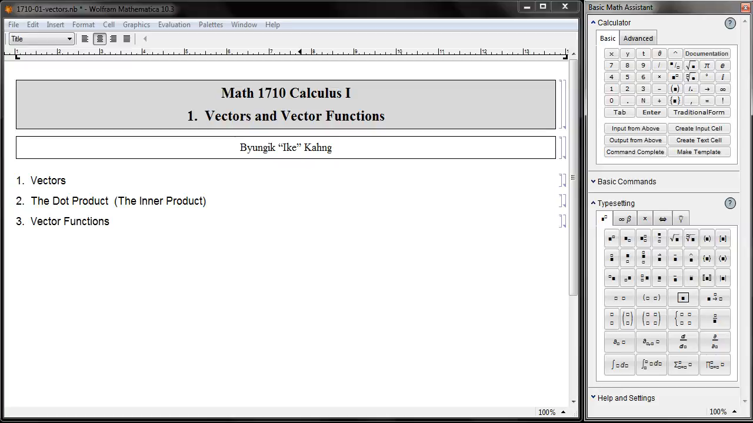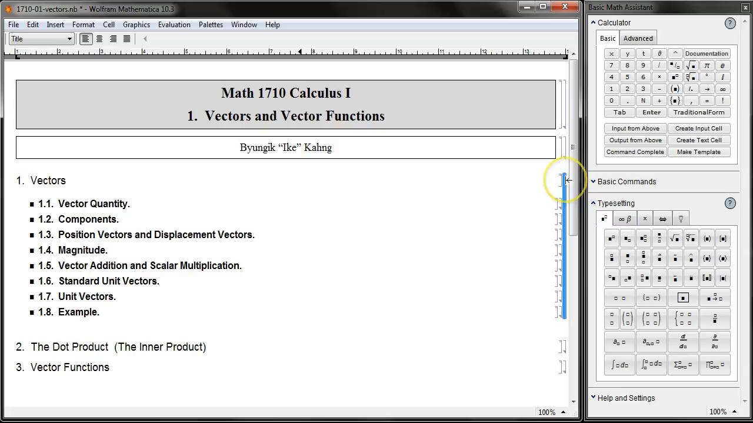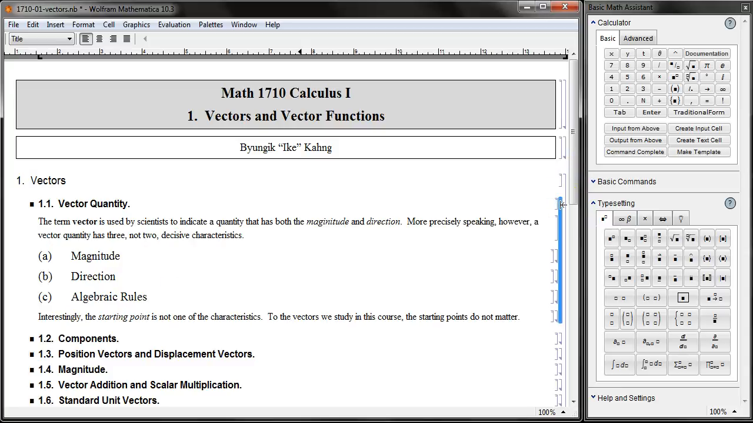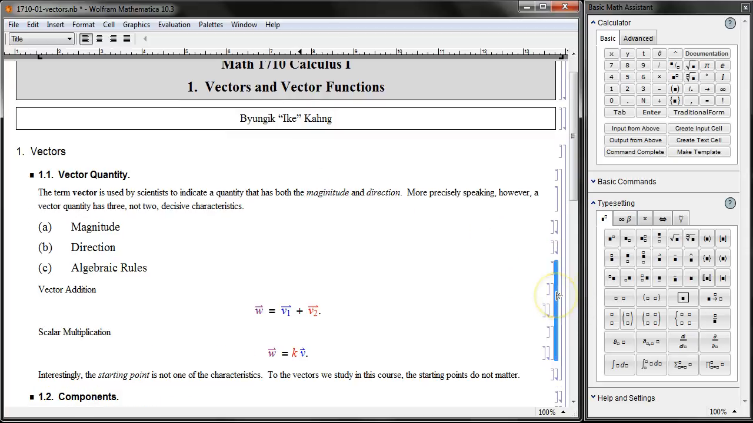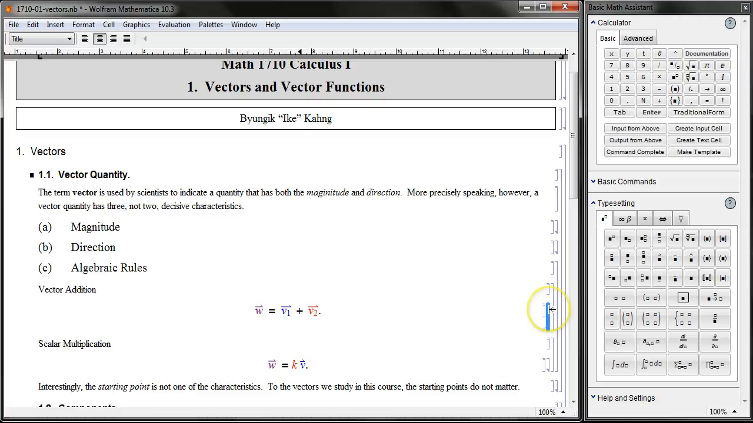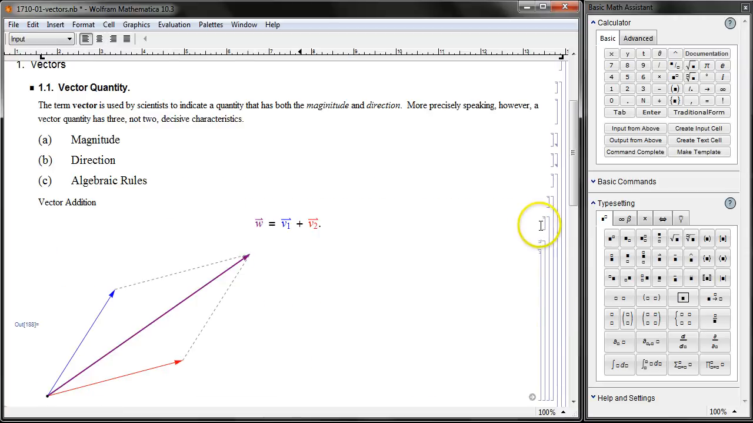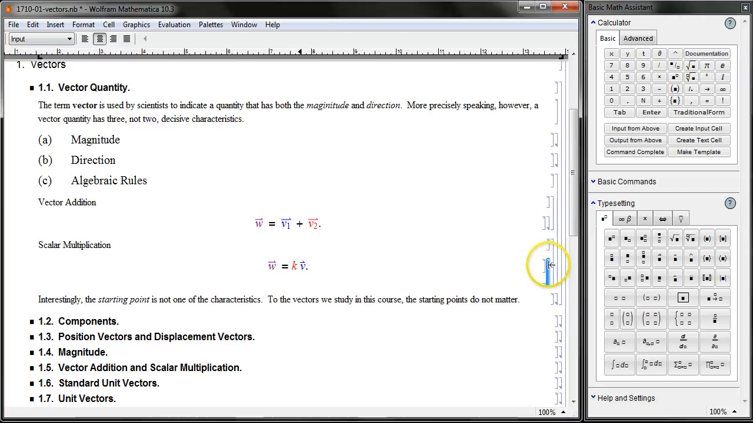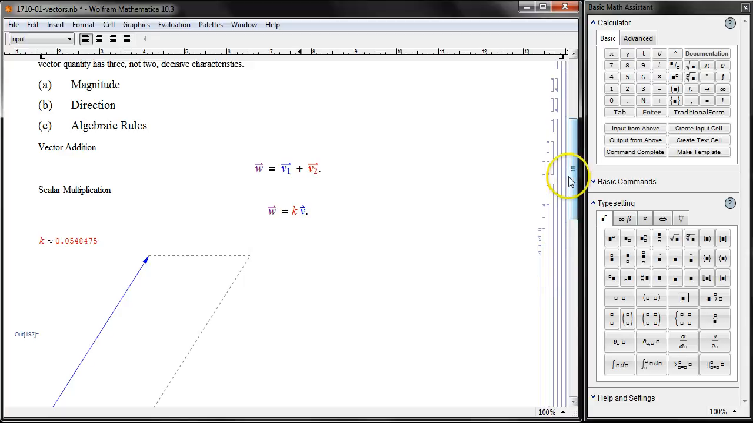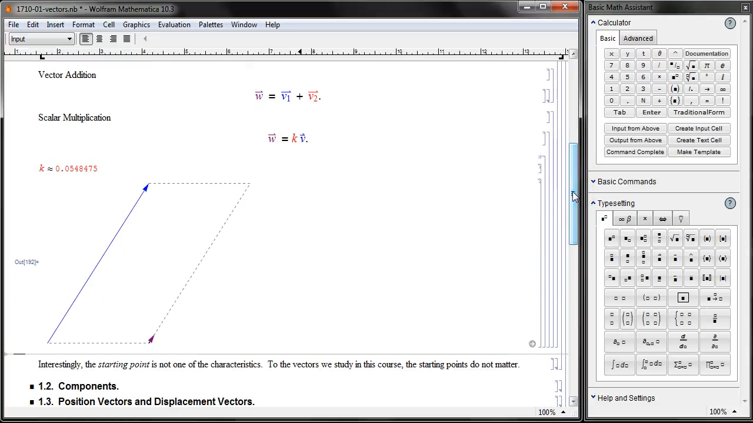Welcome back, students. Let's resume our discussion on section 1 of this notebook, vectors. We talked about vector quantity. Vectors must have magnitude and direction, and also must follow algebraic rules. Addition follows from the parallelogram rule. Scalar multiplication is the same thing, except multiplying by a certain real number k to its magnitude.